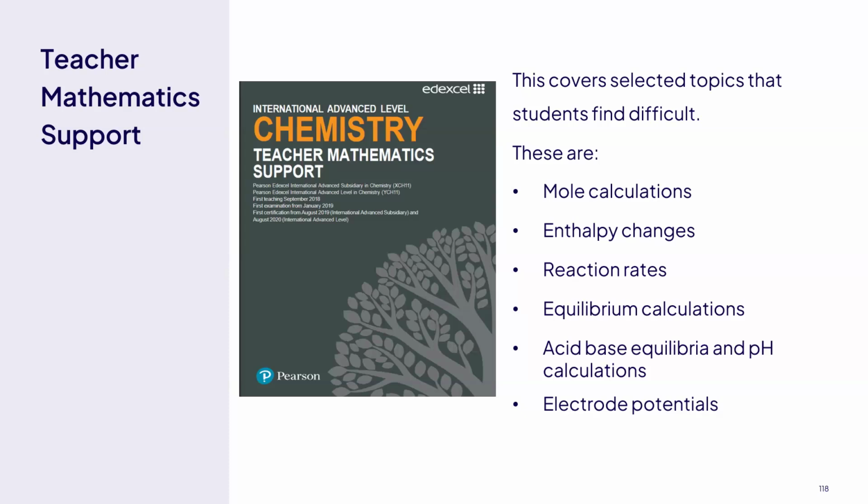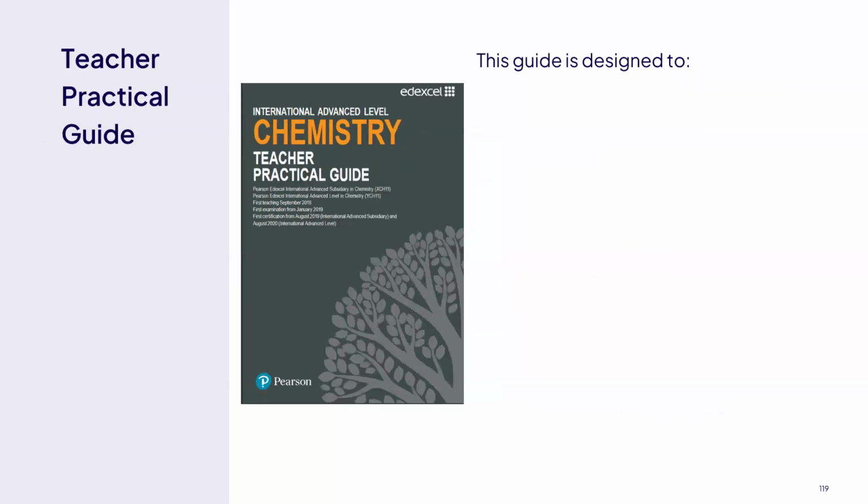At least 20% of the marks on the examination papers will assess mathematical skills within the context of the relevant chemistry. So it's important that the students have got good mathematical skills in order to be able to access marks from those questions in the exam paper.